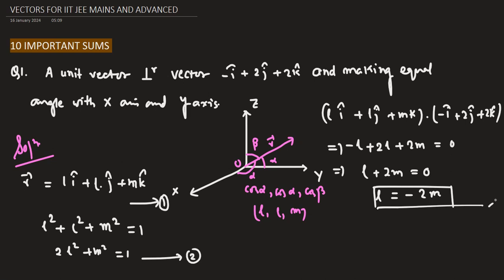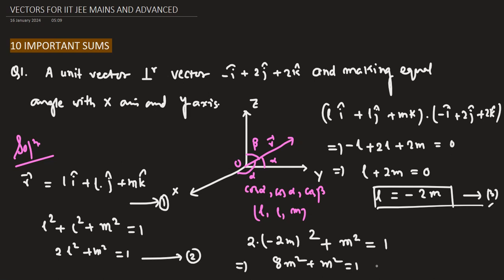We can plug this value in equation 2. 2 times l square, that means minus 2m whole square, then we have again m square, which is equal to 1. Now 2 into 4 is 8, so 8m square plus m square is 1, 9m square is 1. Therefore m is equal to 1 by 3 with plus minus sign.